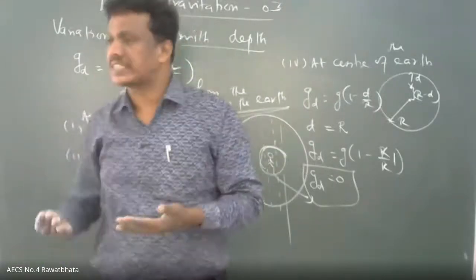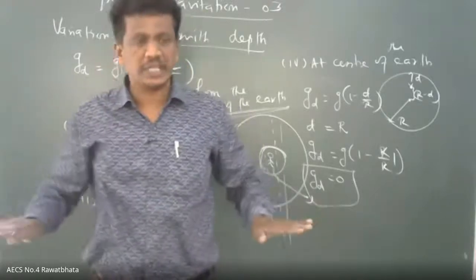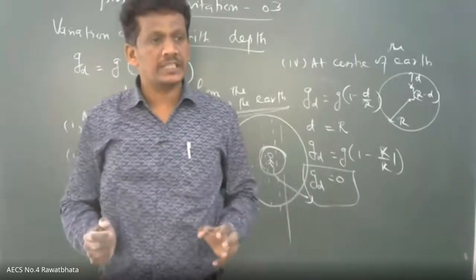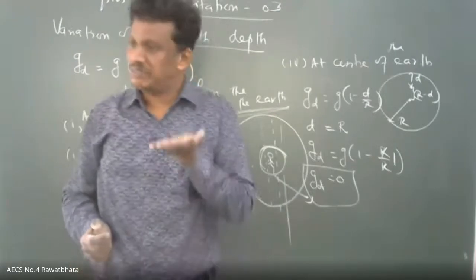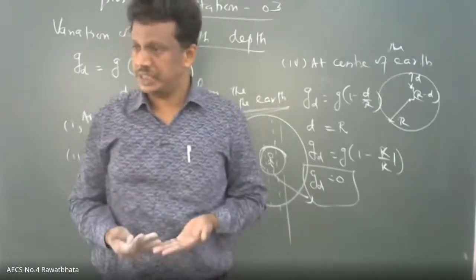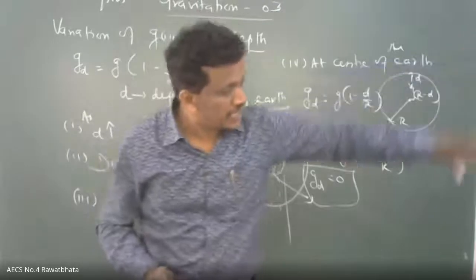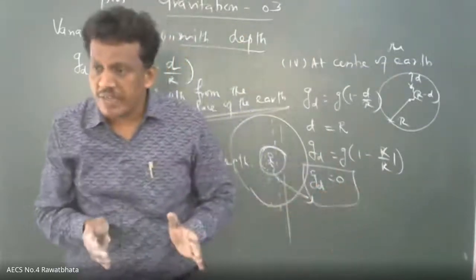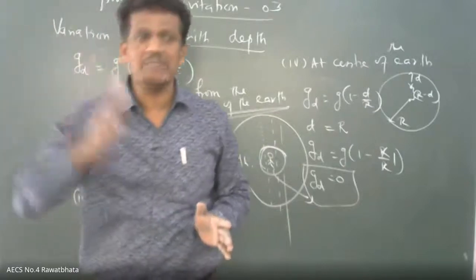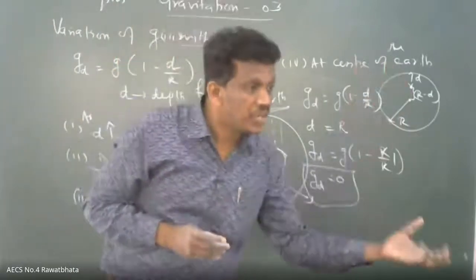Because of the reaction. I am standing on a horizontal surface, how much weight am I exerting? Mg. How much reaction am I getting? Mg. That's why my weight is mg. Suppose it is an inclined surface, what is my weight? Very good, mg cos theta. Now the weight is reduced.